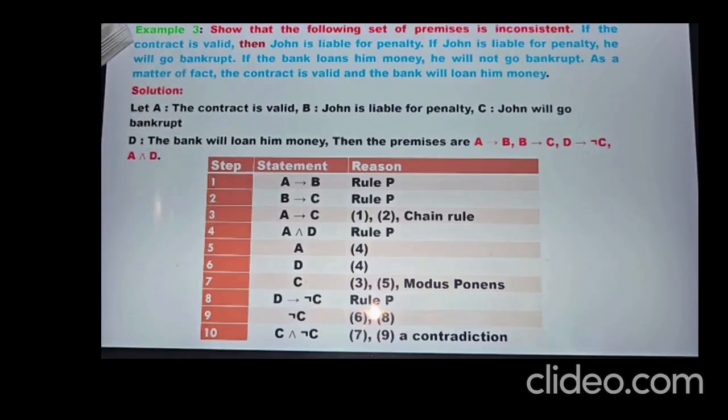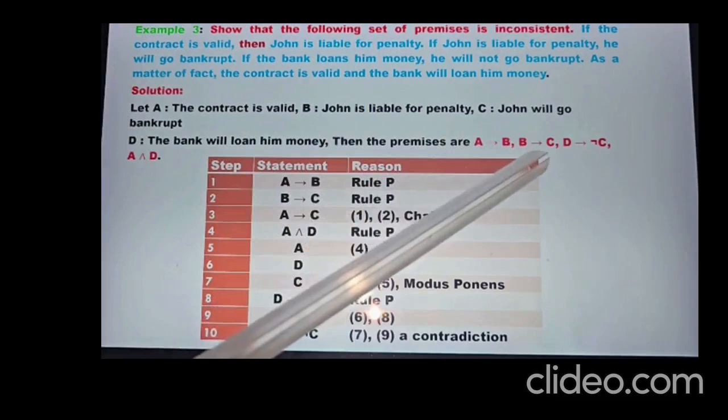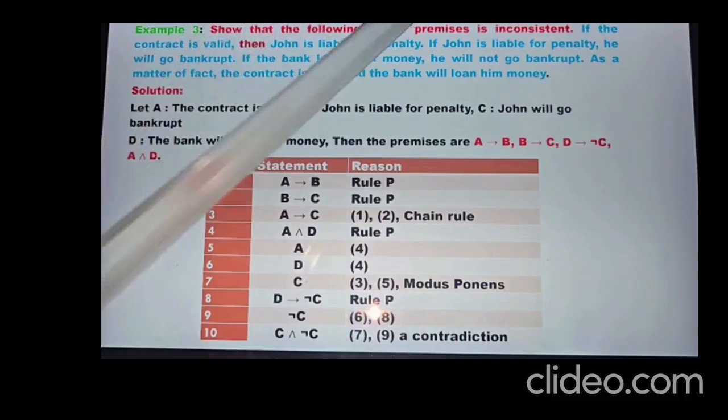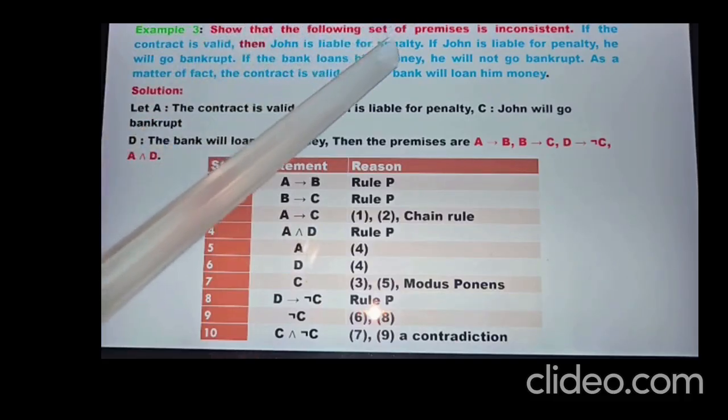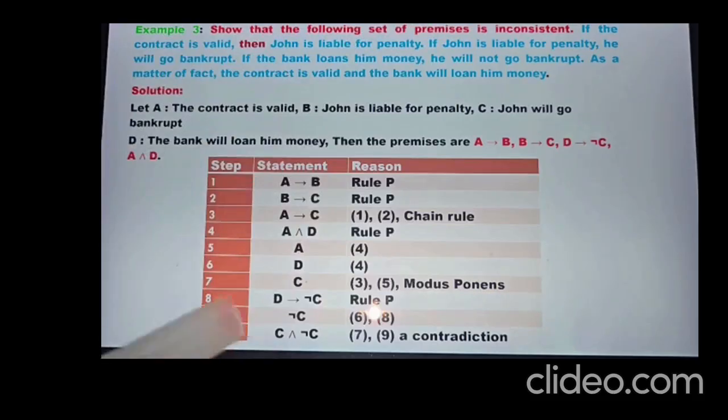Then the given statement is converted in symbolic form like this: A to B, B to C, D to negation C, A and D. This is the given premise, but in the problem they ask, show that the following set of premises is inconsistent. So as in the last problem, if I use all the symbols and then use the chain rule and modus ponens repeatedly, I get the answer as C and the negation C is true.